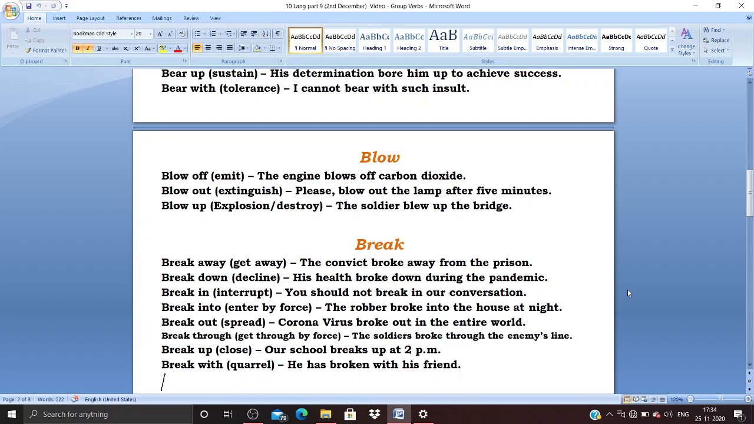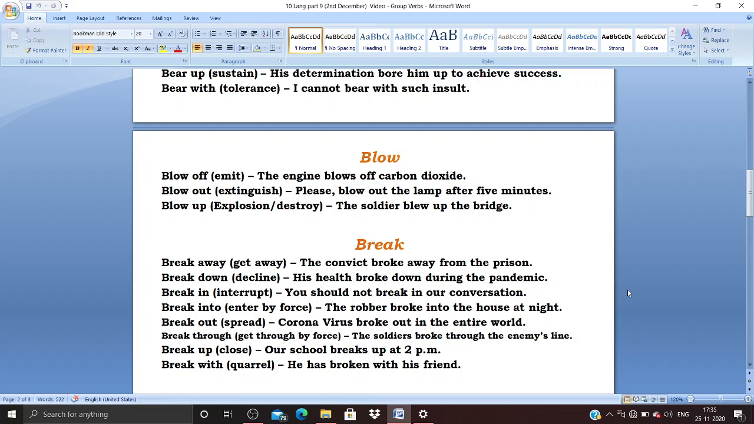Break into. Enter by force. The robber broke into the house at night. This is a very common sentence. It quite often comes in the exam also. The robber broke into the house at night. Break out, spread. Coronavirus broke out in the entire world. Break through. Get through by force. The soldiers broke through the enemy's line.